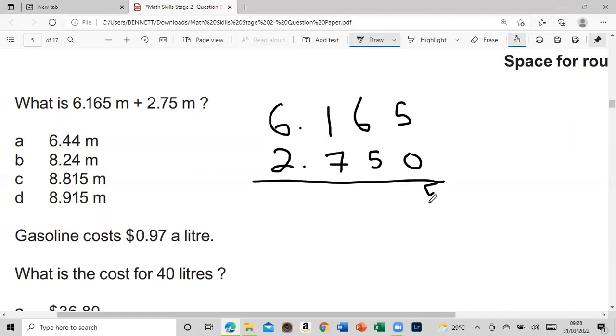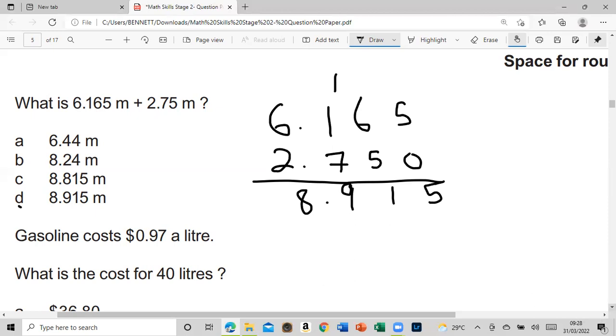Alright. Units under units, 5 and 6, 11. 1 carry 1. That gives us 8 and 1, 9. This one is 8.915. And that is indeed correct.